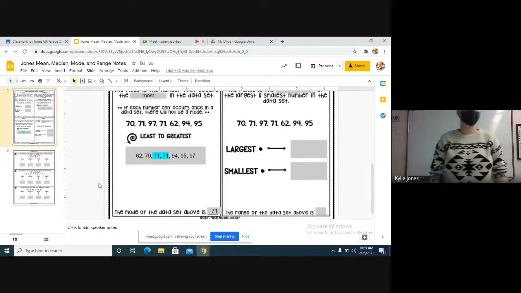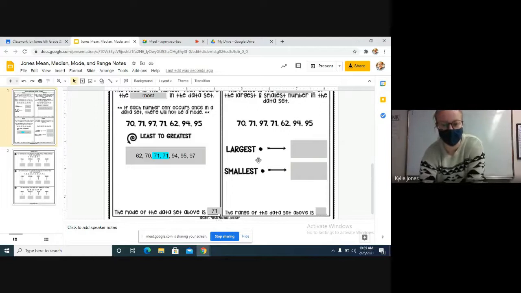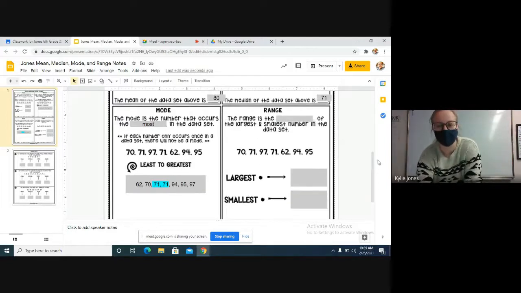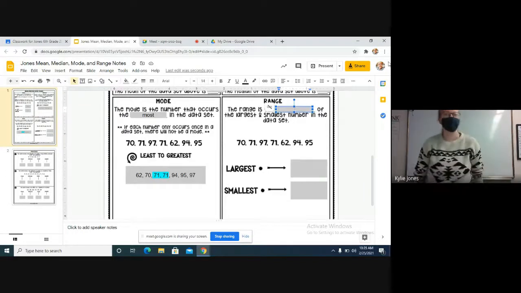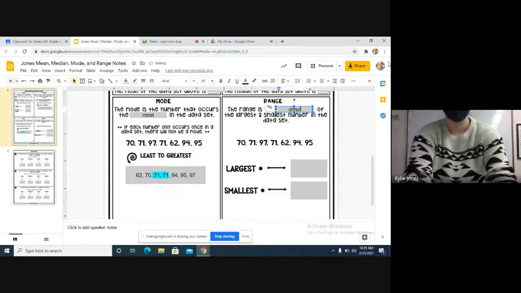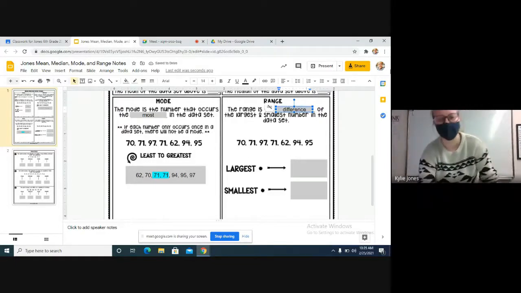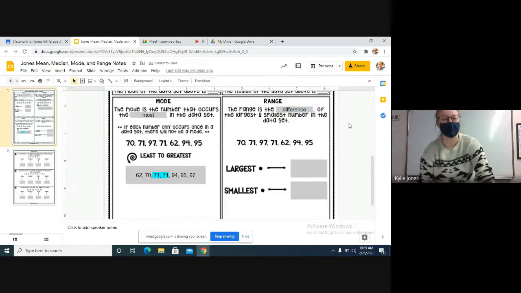And then we have one more thing to learn about. This one is the range. The range is the blank of the largest and the smallest number in the data set. I don't expect you to know what goes there, so it's the difference. We're going to take the difference of the largest number and the smallest number. But you have to also then remember, what's the difference?